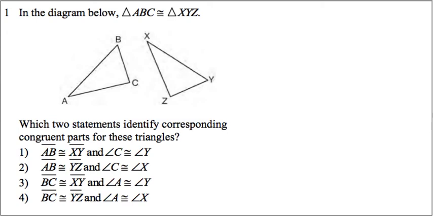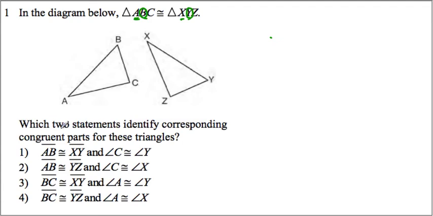Hello, let's look at the geometry revisions August 2010, starting from number 1. Let's get started here. So, we have a triangle ABC supposed to be congruent to XYZ. When things are written in this way, we realize that A has to be corresponding to X, and B has to correspond to Y, and C to Z.